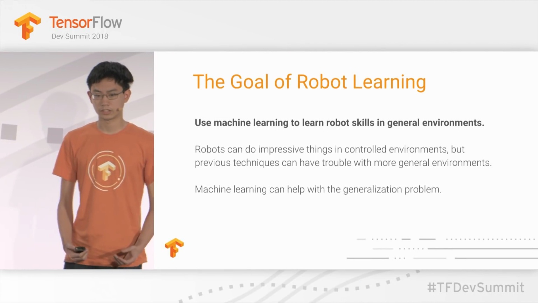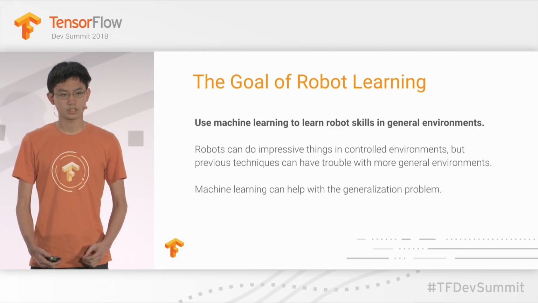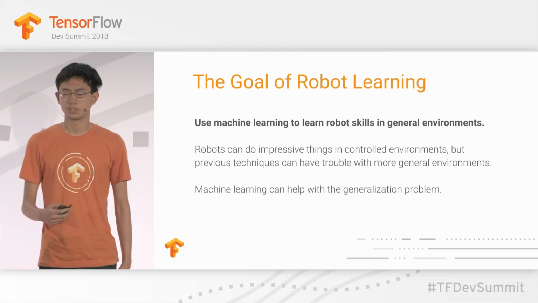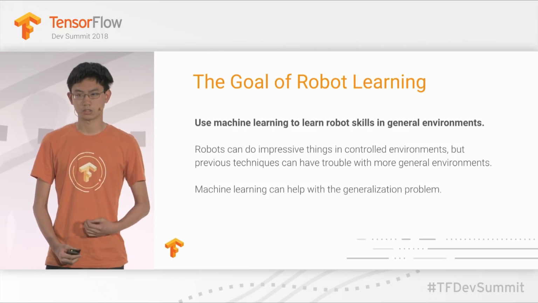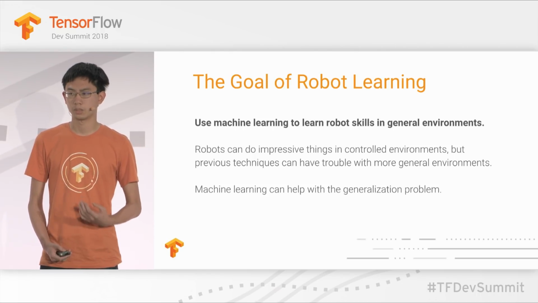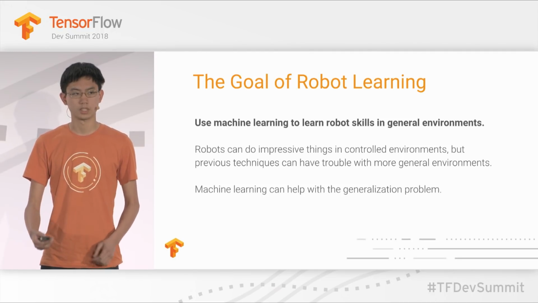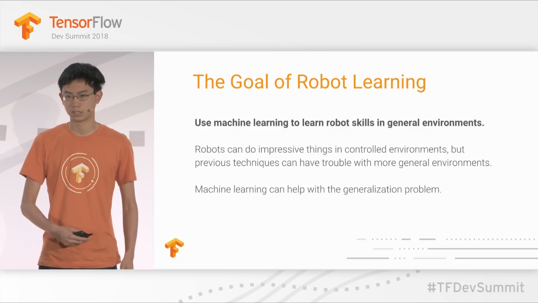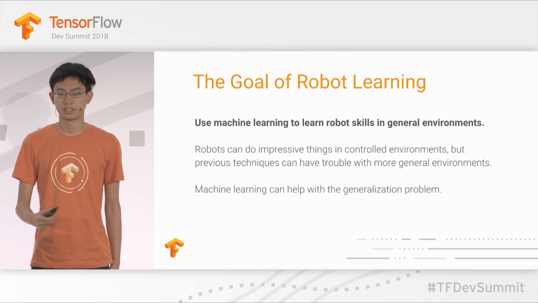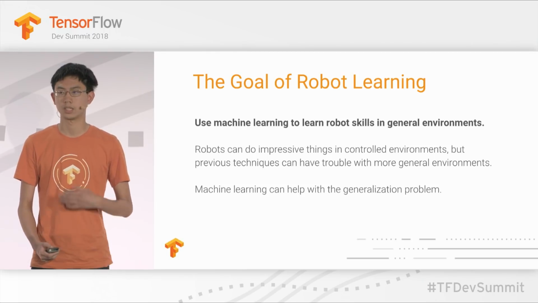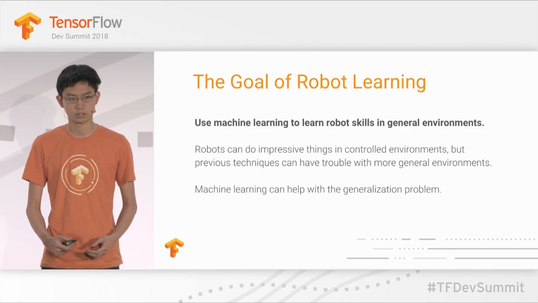The goal of robot learning is to use machine learning to learn robotic skills that work in general environments. What we've seen so far is that if you control your environment a lot, you can get robots to do pretty impressive things. And where techniques start to break down is when you try to apply these same techniques to more general environments. And the thinking is that if you use machine learning, then you can learn from your environment, and this can help you address these generalization issues.